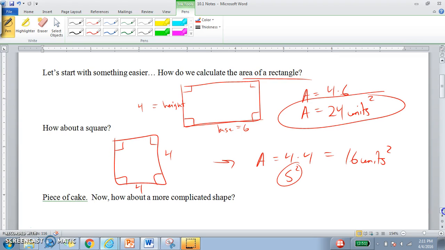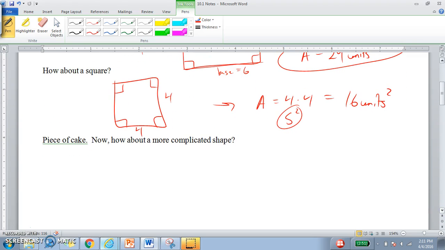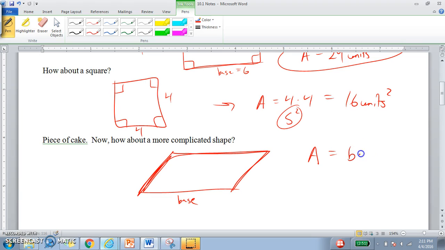So a little bit more complicated. If we take a rectangle and sort of slant it, we know that that shape is called a parallelogram. So we still have a base, and the formula for the area of a parallelogram is actually going to be the same thing as the area of a rectangle. It's going to be the base times the height. However, this is not my height for a parallelogram because this is going diagonally. That's what a parallelogram is. It's kind of a slanted rectangle.